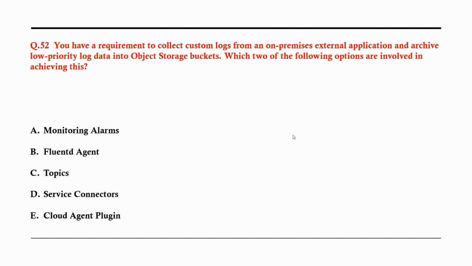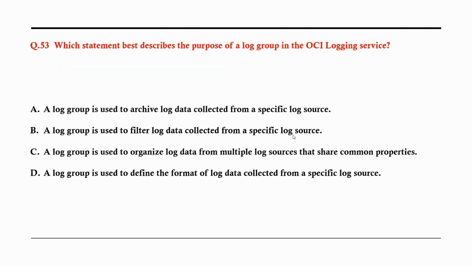Question 52. You have a requirement to collect custom logs from the on-premise external application and archive low priority log data into the object storage bucket. Which two of the following options are involved in achieving the logs? The correct answer is A, B, a Fluentd agent. So you have to install this agent on the on-premise instance. And then service connector. Service connector is used to connect from on-prem to cloud.